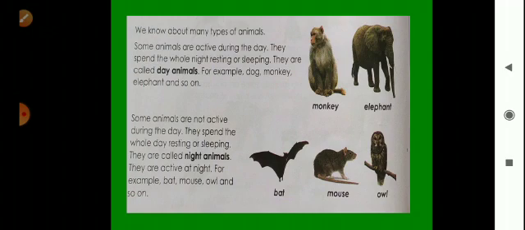And some animals are not active during the day. They spend the whole day resting or asleep. They are called night animals, which means these animals are active during the night. These are night animals. For example, bat, mouse, owl, and so on. Cockroaches also. These are night animals which are active at night. Which animals are active during the day? These are day animals, and which are active during the night? These are night animals.